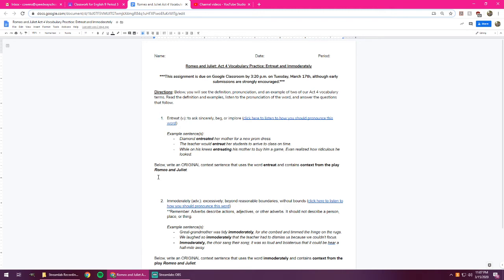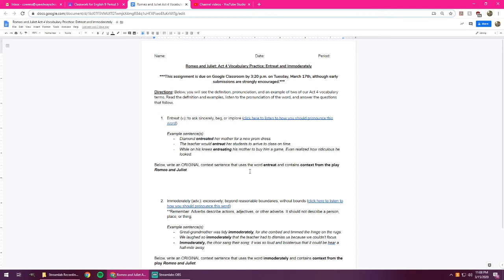It says, below, write an original context sentence that uses the word entreat and contains context from the play Romeo and Juliet, meaning you need to be using information from Romeo and Juliet in your sentence that has the word entreat in it. So you're going to give me an original sentence, not copied from the internet, which would be hard to find anyway because you have to have context from Romeo and Juliet, not copied from Johnny on his assignment, right? It's being plagiarism checked. So you need to make sure that you're writing your own original sentence here.